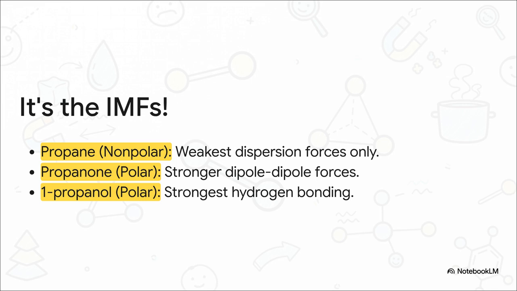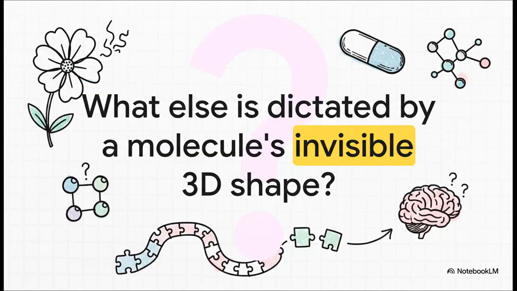But 1-propanol, it's the special one. It's polar, and it has a hydrogen atom bonded directly to an oxygen. That allows it to form something called hydrogen bonds, which are basically the superglue of intermolecular forces. They're incredibly strong, and that's why 1-propanol is so sticky and so hard to pull apart. So there you have it. We solved the puzzle. The invisible architecture of a molecule directly determines its personality in the real world.